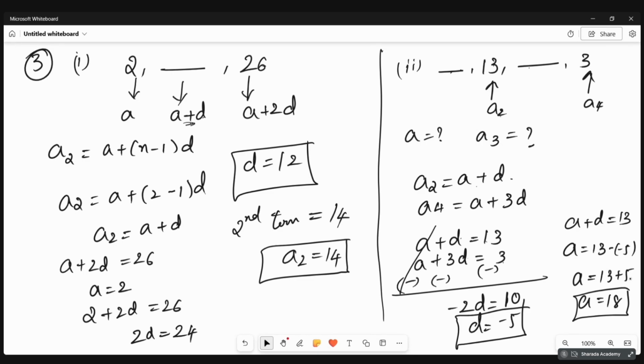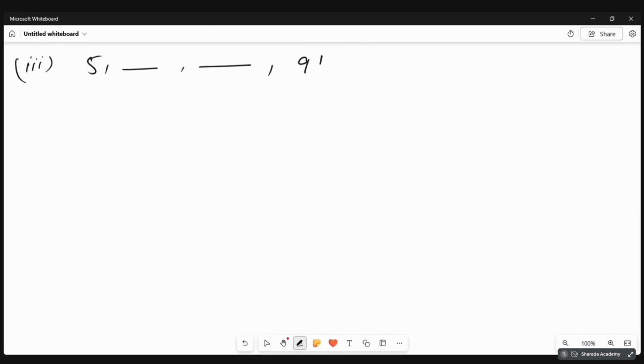Okay. 3 minus 2D. I didn't understand what you are doing. 3 is A4. A4 minus A2 we are doing. A4 minus A2 gives 2D. Why 2D? Because there are 2 terms. 1, 2. That will be equal to 13 minus 3. Yeah, okay.